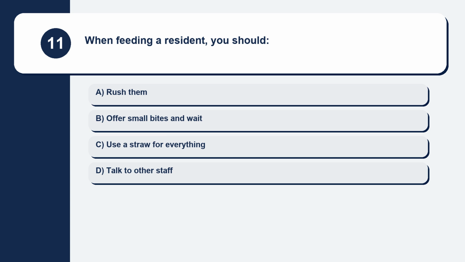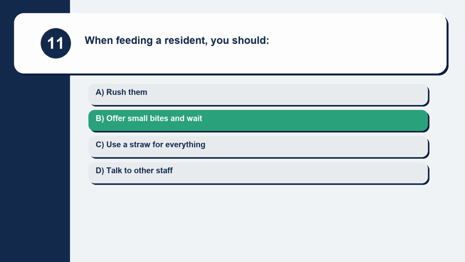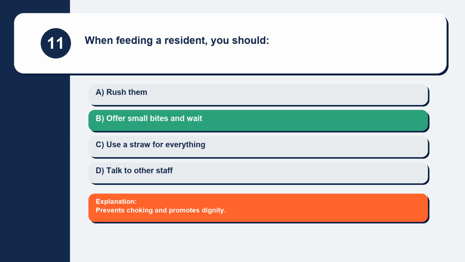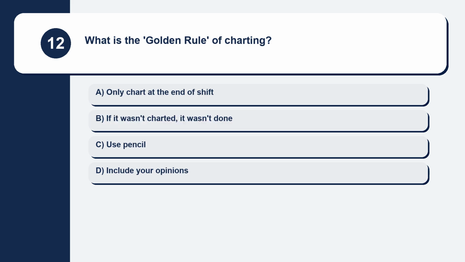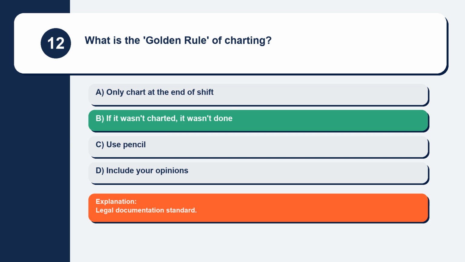Question 11. When feeding a resident, you should: rush them, offer small bites and wait, use a straw for everything, talk to other staff. Offering small bites prevents choking and promotes dignity. Question 12. What is the golden rule of charting? Only chart at the end of shift. If it wasn't charted, it wasn't done. Use pencil. Include your opinions. That is the legal documentation standard.